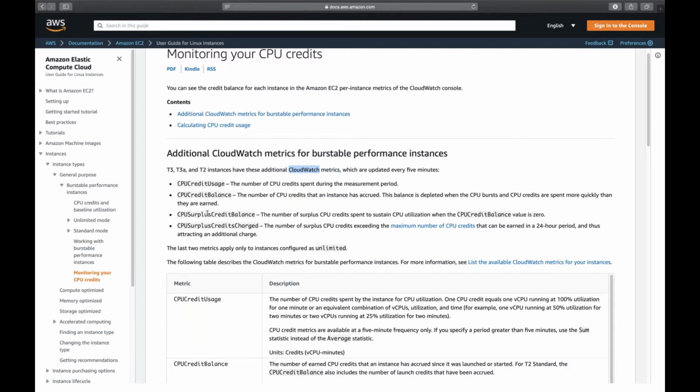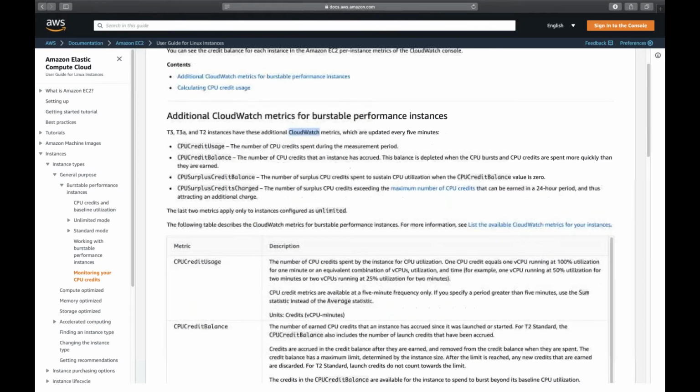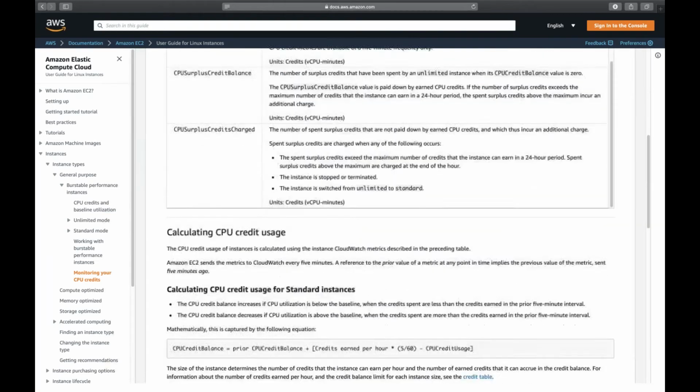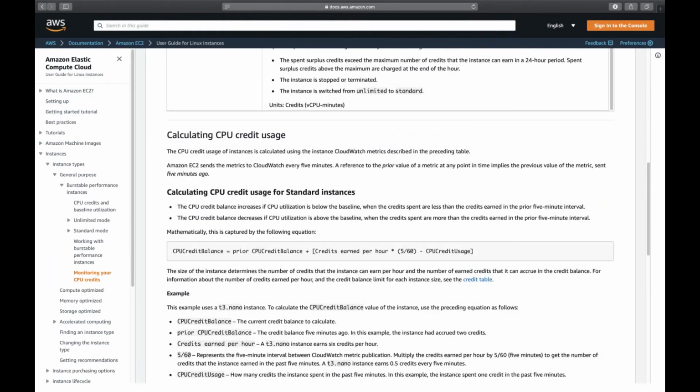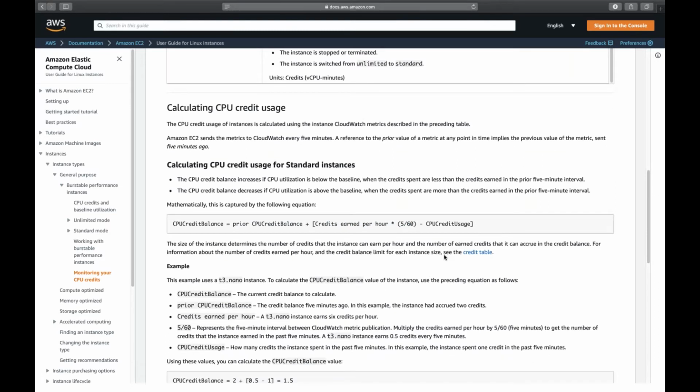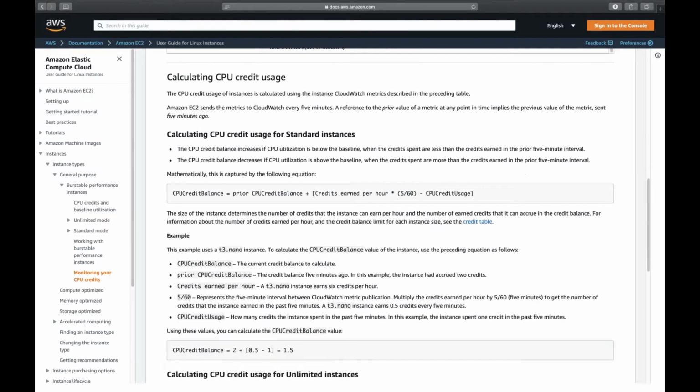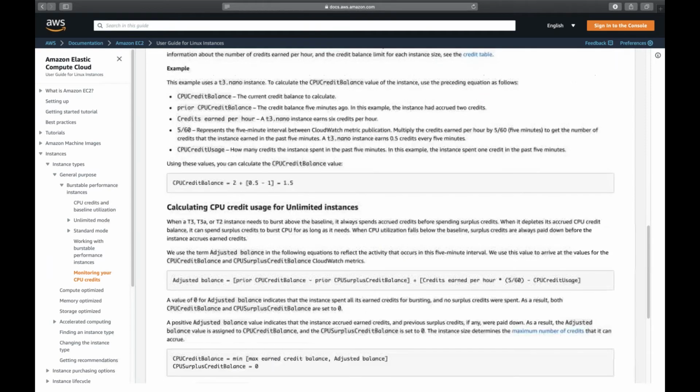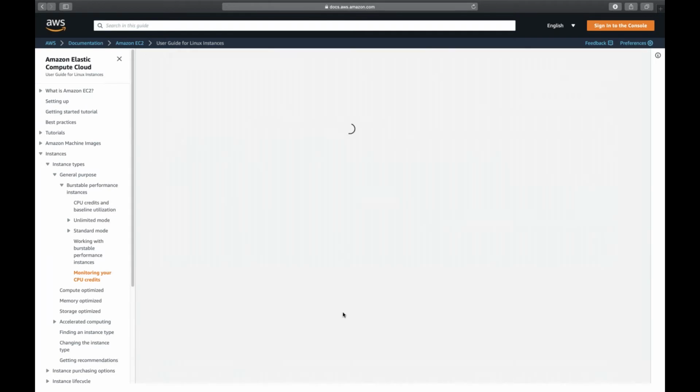Then there are values like CPU credit usage and CPU credit balance, and these are self-explanatory. This is a simple mathematical formula: you have the CPU credit balance, whatever the prior balance was, plus the earned credits based on 5 by 60, and then minus whatever you've used. So it's a simple one, no need to remember.